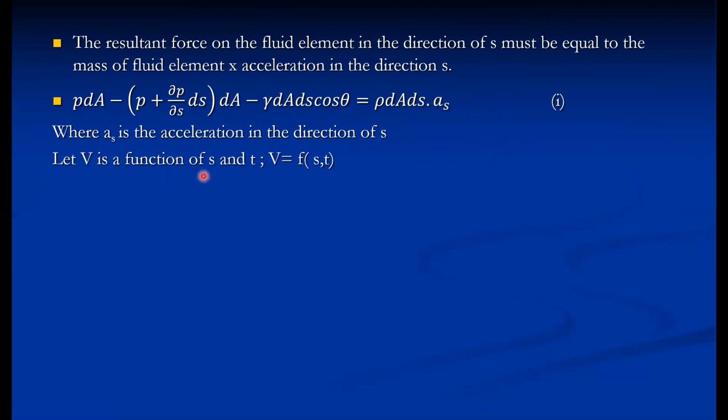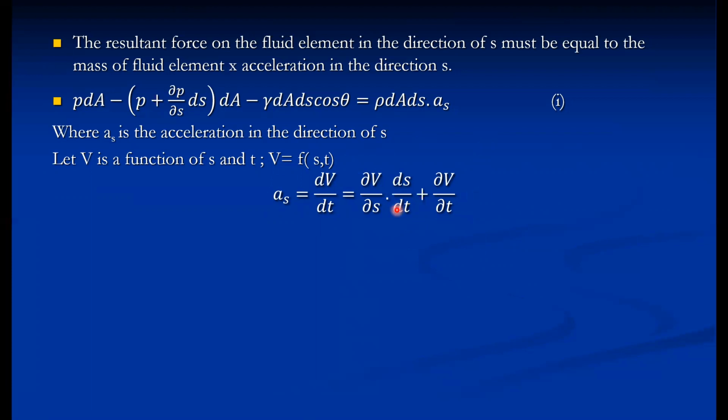Now let v be the velocity, which is a function of s and t, that is, space coordinate and time. So a_s is equal to dv/dt, which is the exact total derivative of this. So dv/dt is equal to ∂v/∂s into ds/dt plus ∂v/∂t into dt/dt. dt/dt gets cancelled.